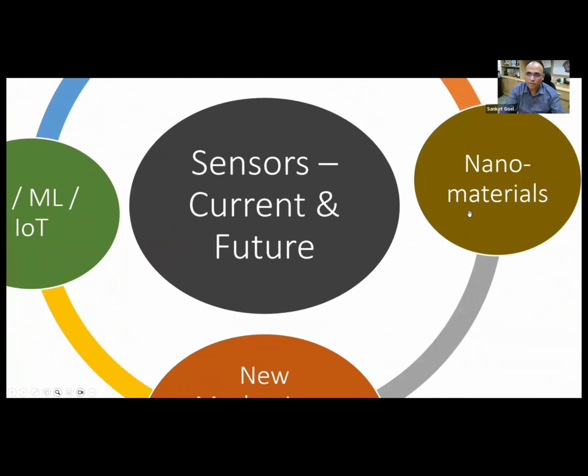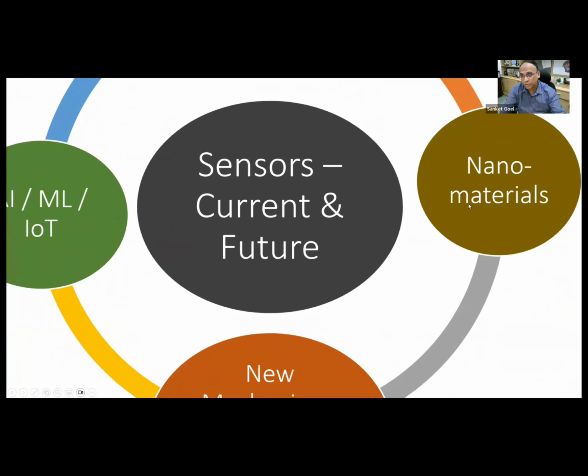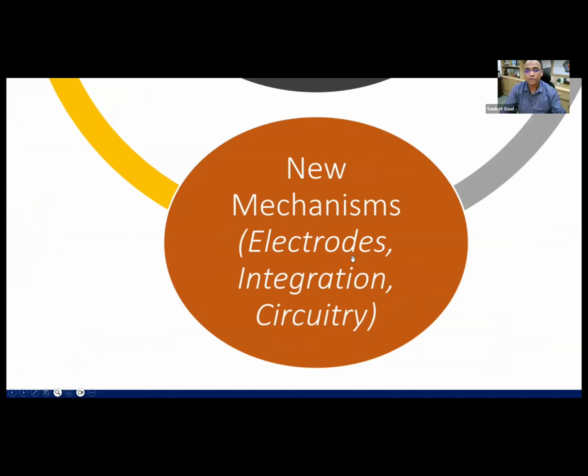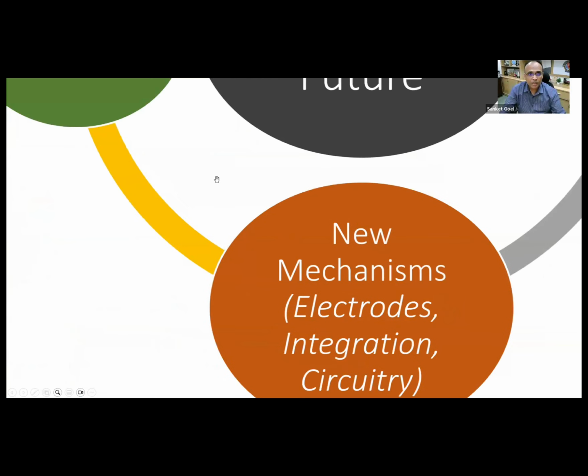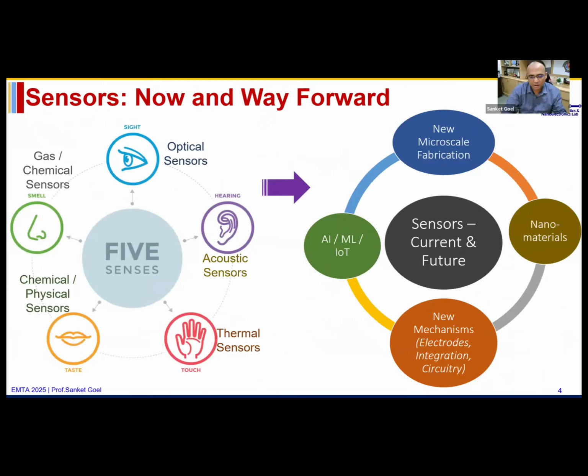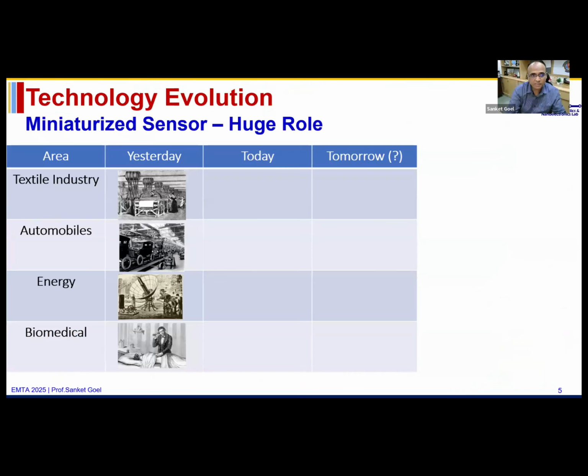A lot of people are working on nanomaterials. Now, people are also trying to work on quantum dots and other kinds of quantum materials. There are also new mechanisms, for example, how we can create new electrodes, new integrated circuitry, and how we can use new microprocessors, microcontrollers, and so on. And data analytics is something which is overarching across all the domains in the form of AI and ML, we all know that. So a lot of interventions are happening in developing sensors.